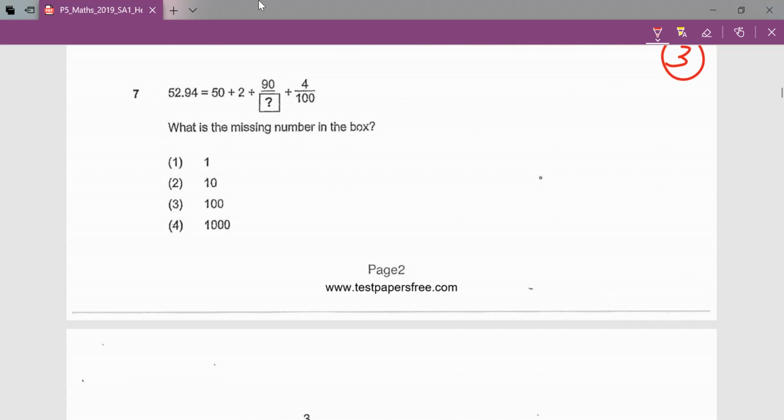Next question. 52.94 equals 50 plus 2. Yes, the 50 plus 2 will give me the 52. And then the 0.94. Alright, if you revise, the 4 is in the hundredths place. The 9 is in the tenths place.